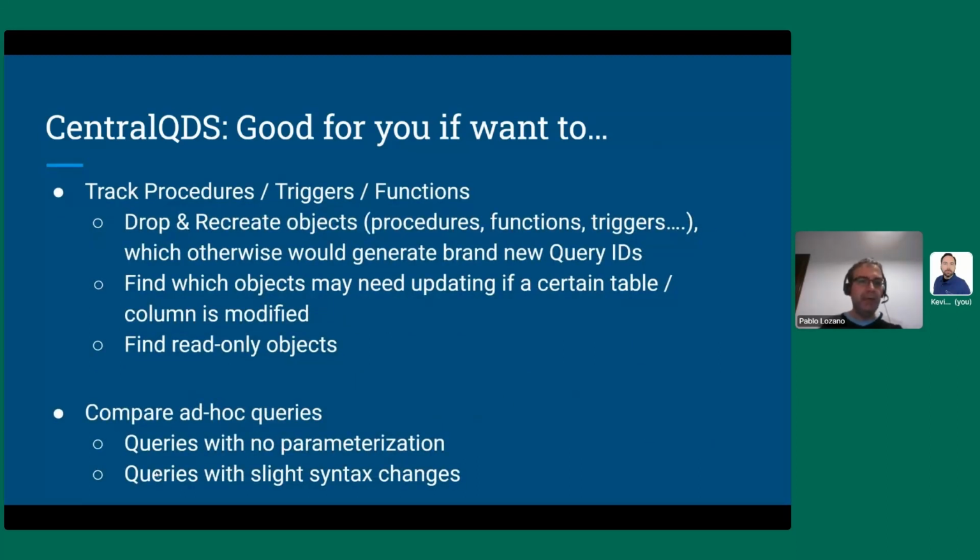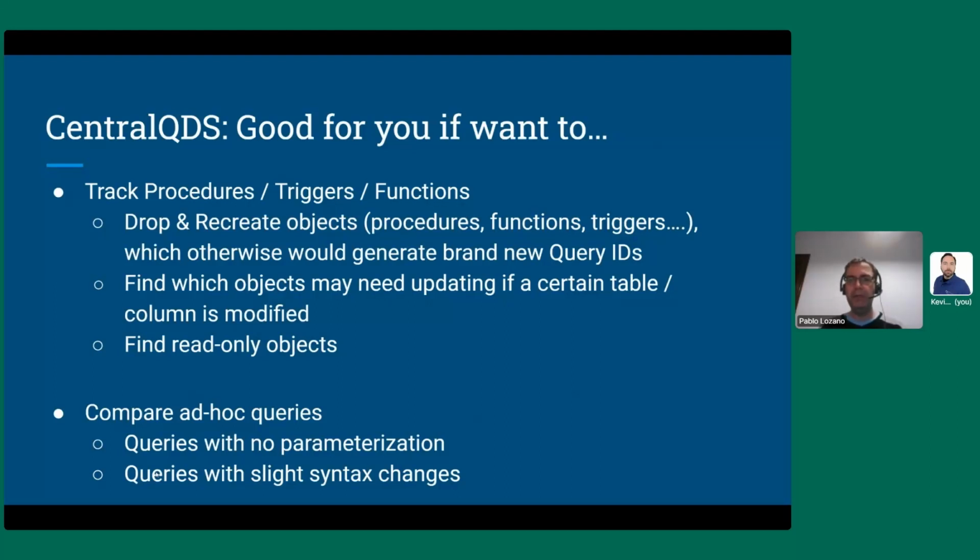You can track procedures, triggers, and functions. So for Query Store, one of the main problems is that if your developers are too used to just dropping and recreating objects because that's how it has always been done, when you do that, the object ID changes, the query ID changes, the plan ID changes, everything changes. So you lose track of that.